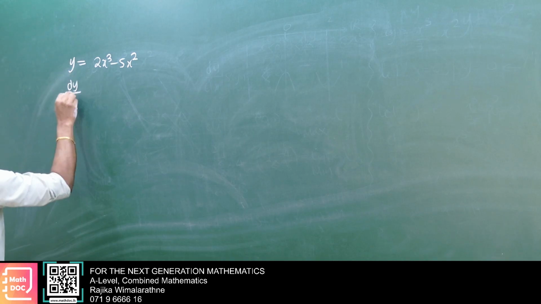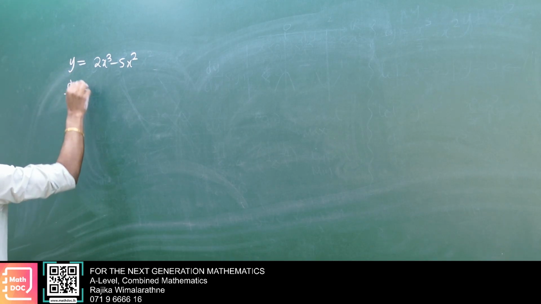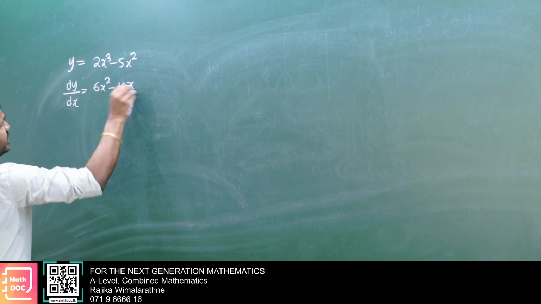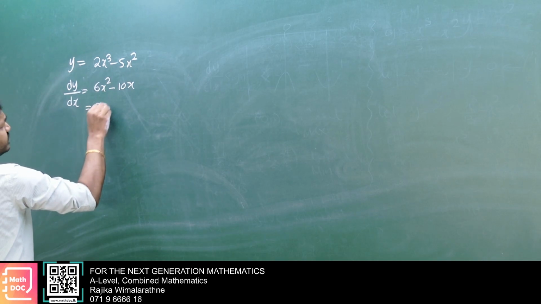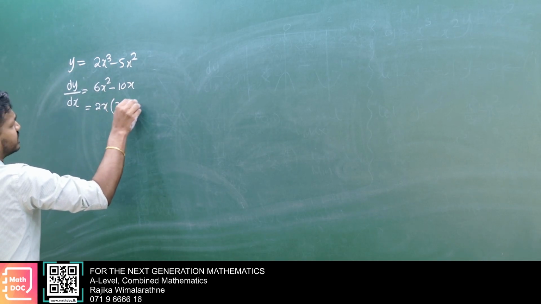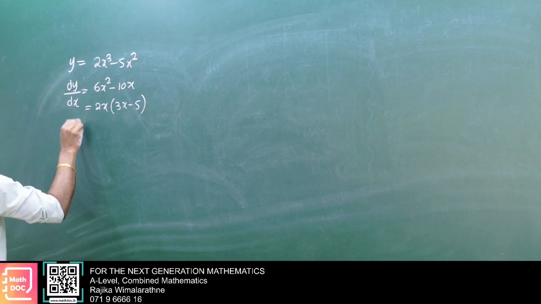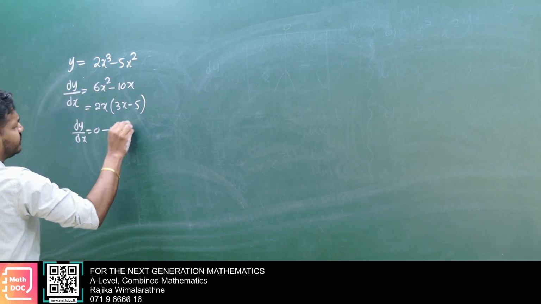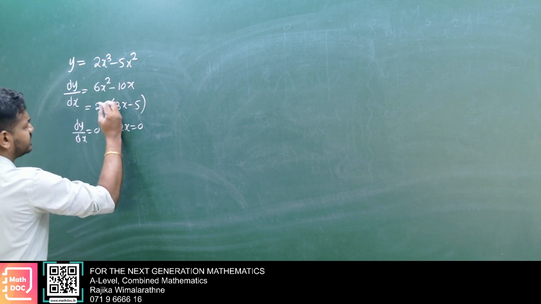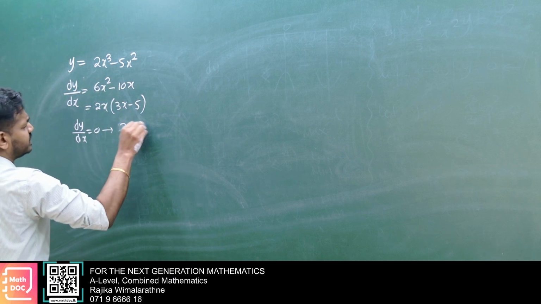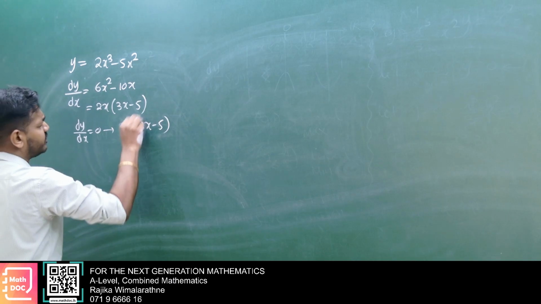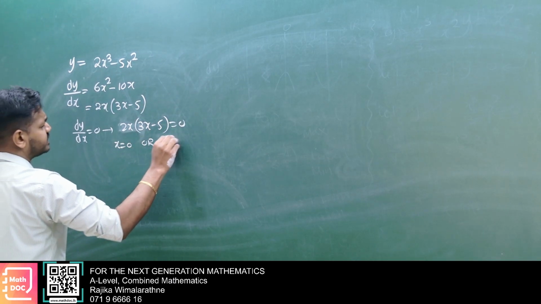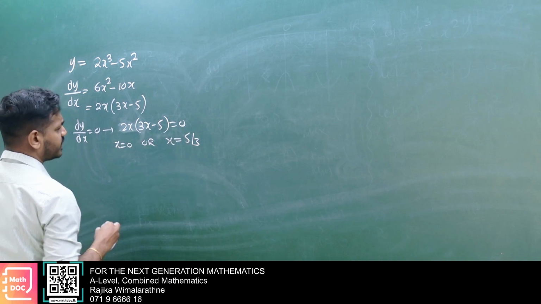If you have any doubt, do with me. Others do alone. First differentiate: 6x squared minus 10x. Factorize, take 2x outside: 2x times 3x minus 5. Then solve dy over dx equals 0. Then 2x times 3x minus 5 equals 0, so x equals 0 or x equals 5 thirds.